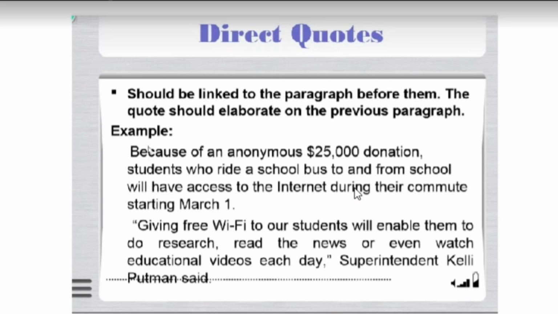So just like in this example: because of an anonymous $25,000 donation, students who ride a school bus to and from school will have access to the internet during their commute starting March 1. And then the quotation: "Giving free Wi-Fi to our students will enable them to do research, read the news, or even watch educational videos each day," Superintendent Kelly Putman said. So as you can see, the quotation in the second paragraph explains why there is free access to the internet during the commute starting March 1. So there is a logical connection from one paragraph to the next paragraph. Your student journalist should be able to establish that.